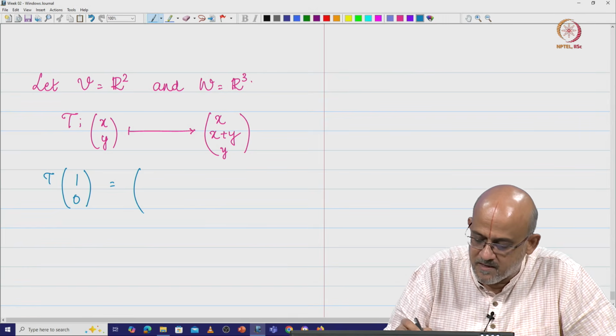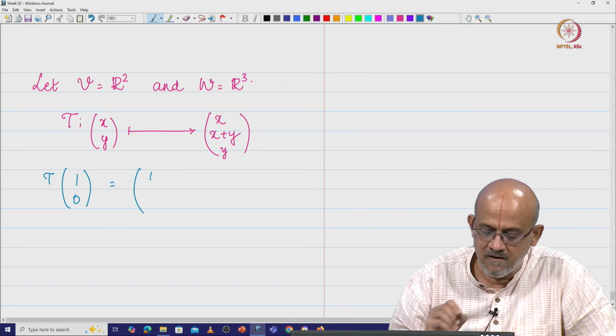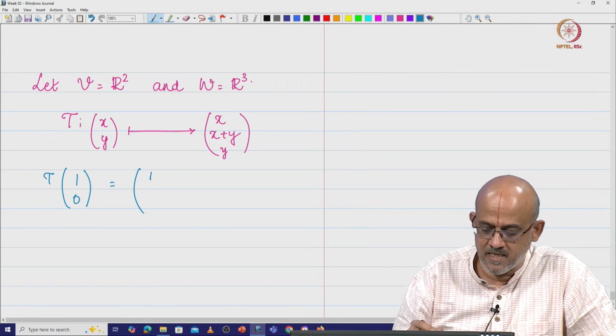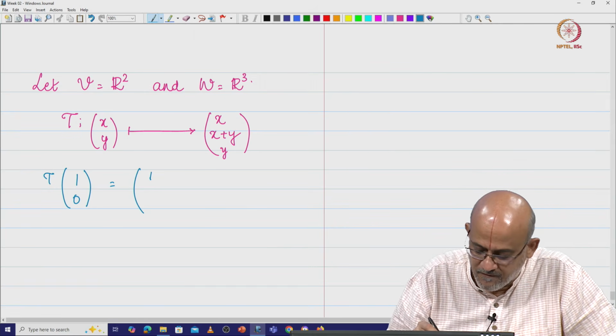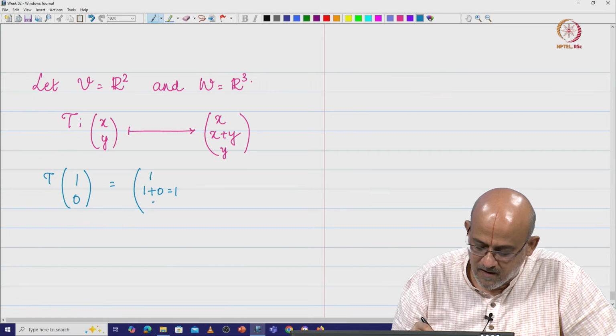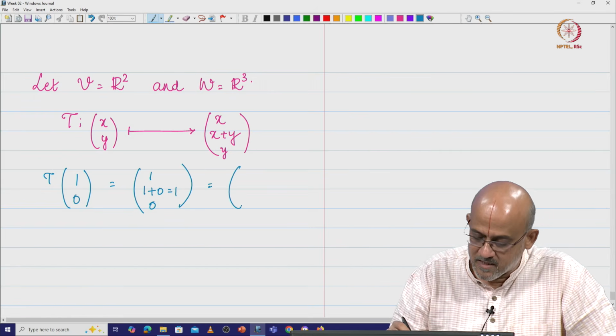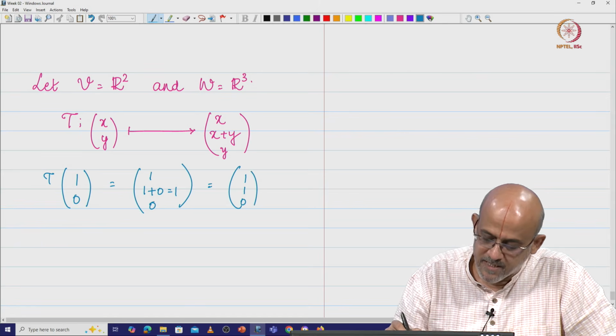What is the first component of the resultant vector? The 3 component vector. The first component is the same as the first component x here. The second component is going to be the sum of the 2 components of R2. So, I am going to take it as 1 plus 0, which is 1, and the third component I am going to retain my y component as such. So, the transformation of (1, 0) results in this vector (1, 1, 0).